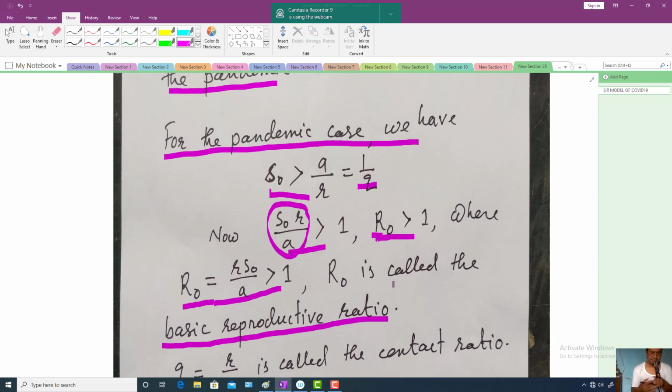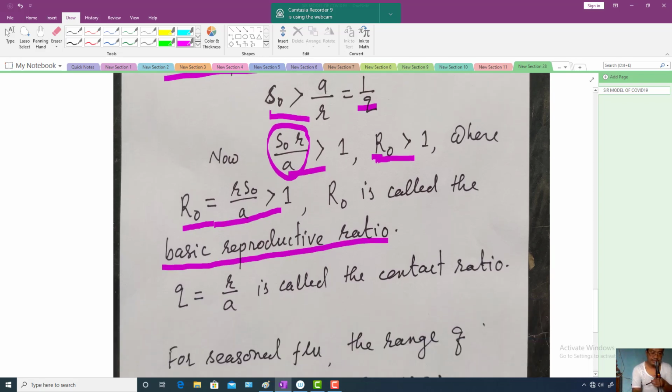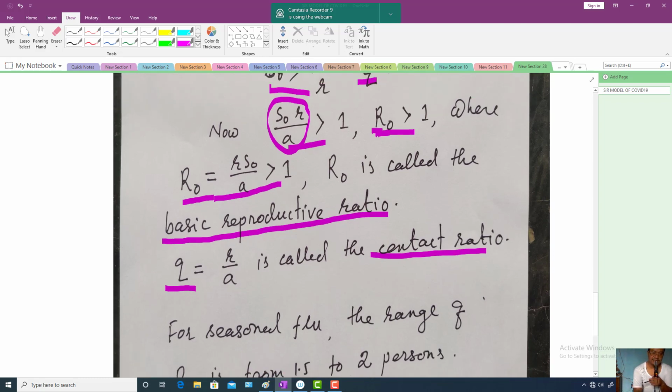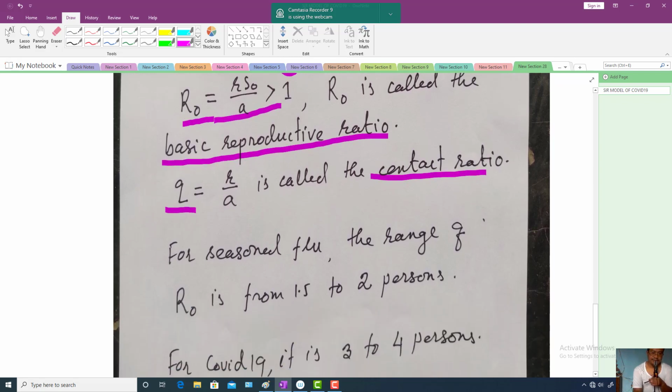Okay, if one infected person infects 2, 3, 4 others, then there is a chain of infection. That is why there is a pandemic. Okay, so that is one. And q is equal to r by a, which is called the contact ratio. So finally, things come down to R naught and q, and then constants r and a.